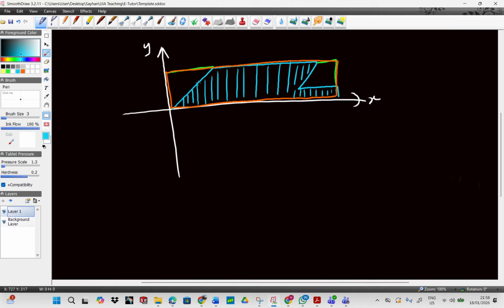Okay. This is one single rectangle. So you see this region here is basically a hole. So this is a hole. This is a hole. Okay. The orange region here is basically the entire rectangle.